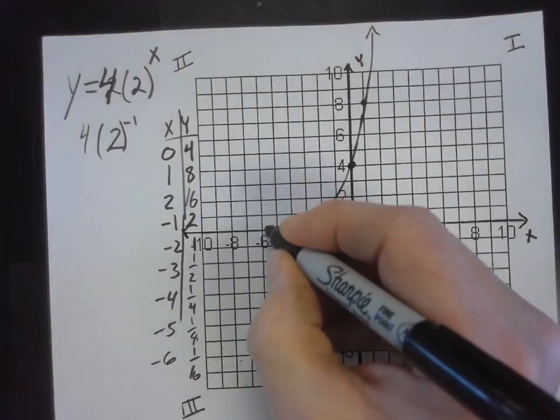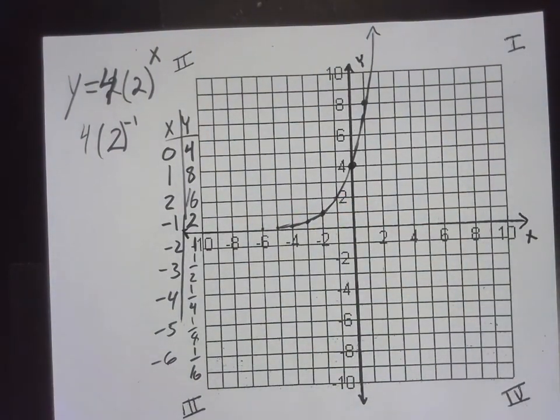1/16. Never gonna be 0. What? Dustin, what did you say? That is never gonna be 0. It's never going to be 0 or less than 0. It's not going to happen. It does not matter what number you put in for x, you're not going to get to 0.